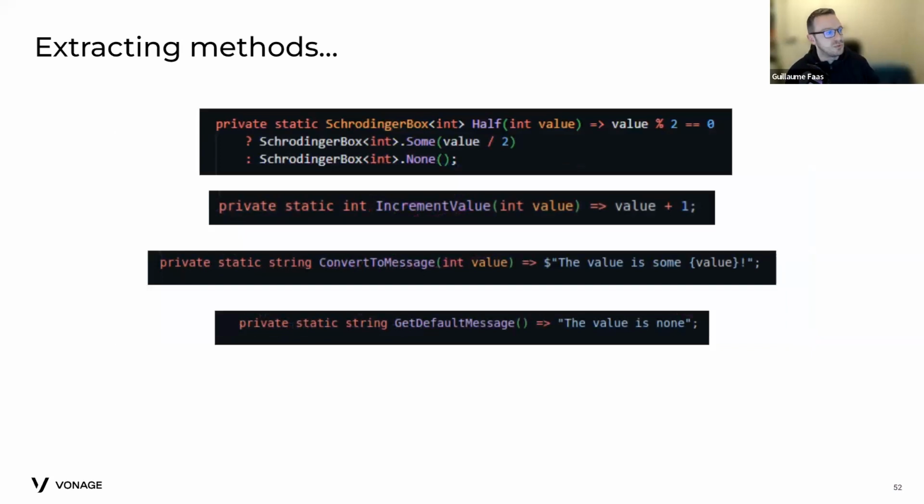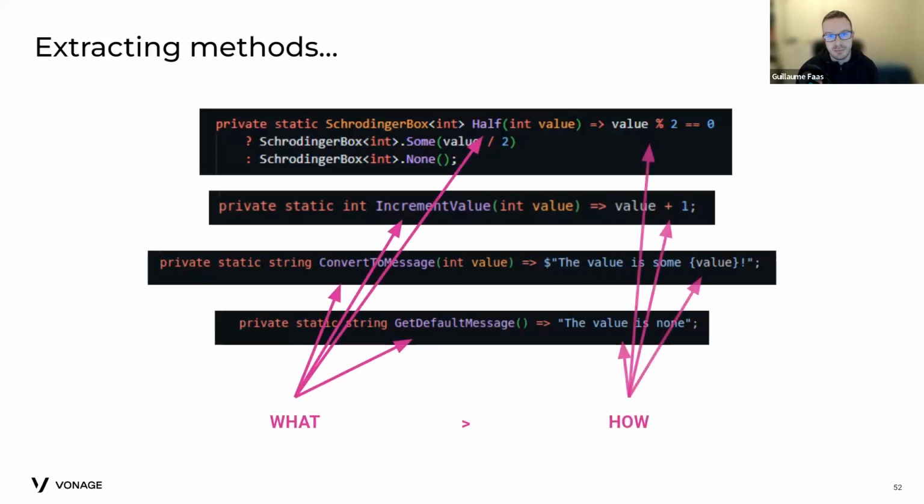So half was already existing, but value lambda value plus 1 can be increment. Value is sum can be converted to message. Value is none could be get default message, for whatever reason, whatever name you can find. Why do you want to do that? Well, it's fairly simple. We want to hide the details because what you're doing is more important than how you do it. Okay?